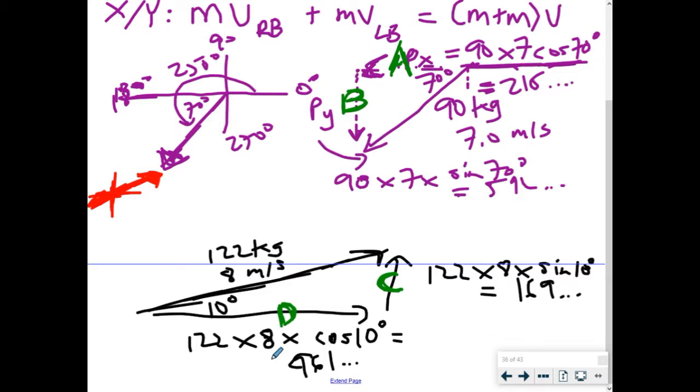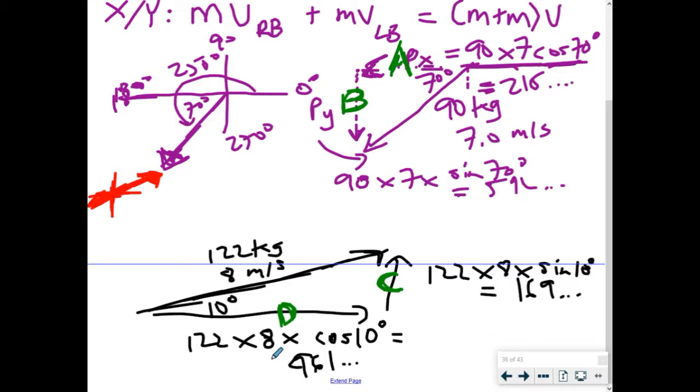Add or subtract them, right? Which numbers need to go with each other? A needs to go with D. Why? Because they're both in the X dimension, right? So A is in the X dimension, it should go with D. Should I add them or subtract them?